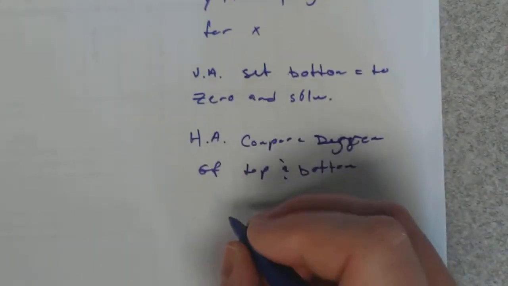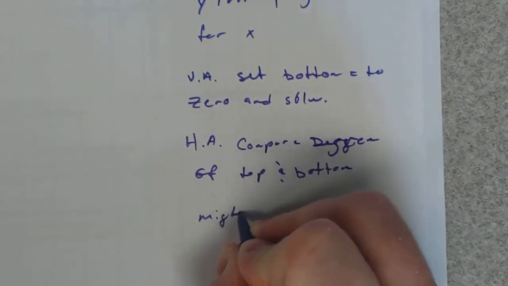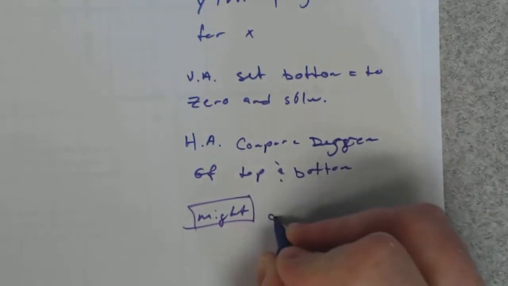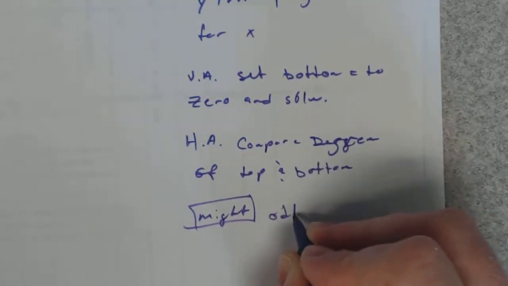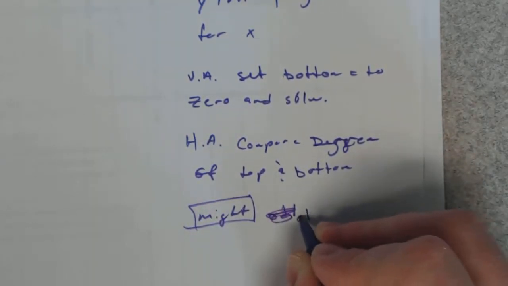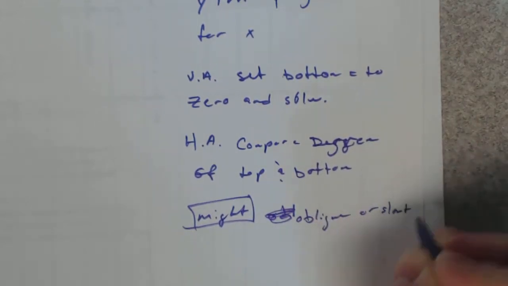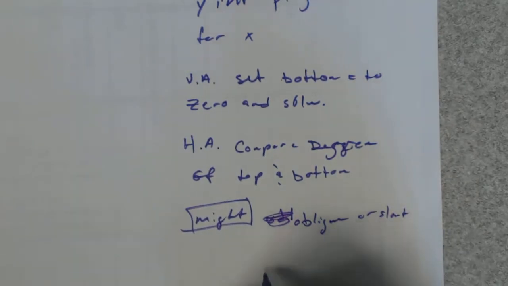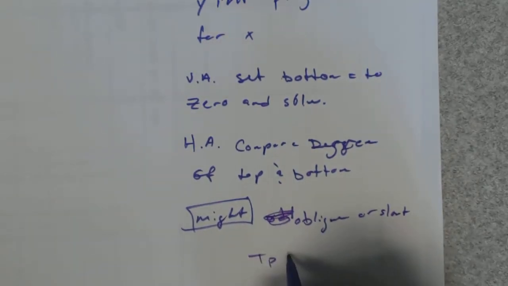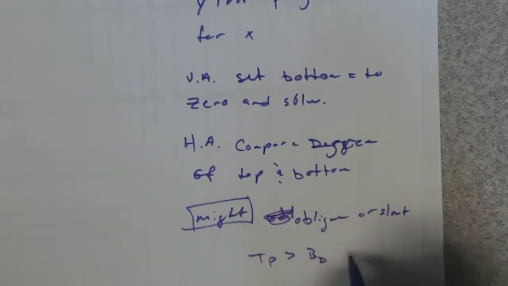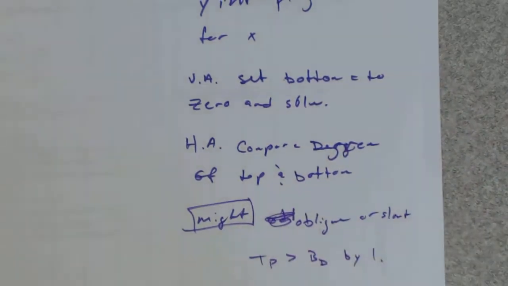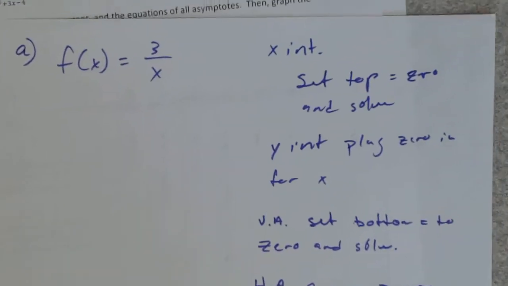And there might be an oblique or slant asymptote, and that occurs when the top degree is bigger than the bottom degree by 1. Alright, so that's what we're going to do.